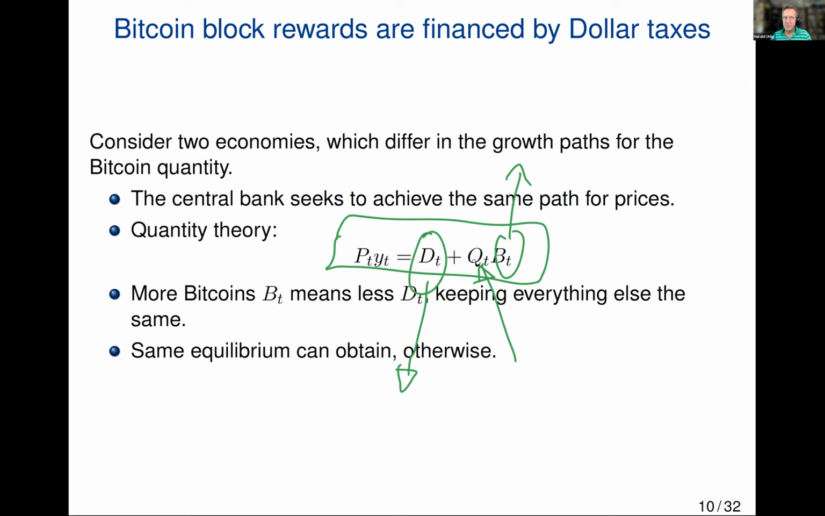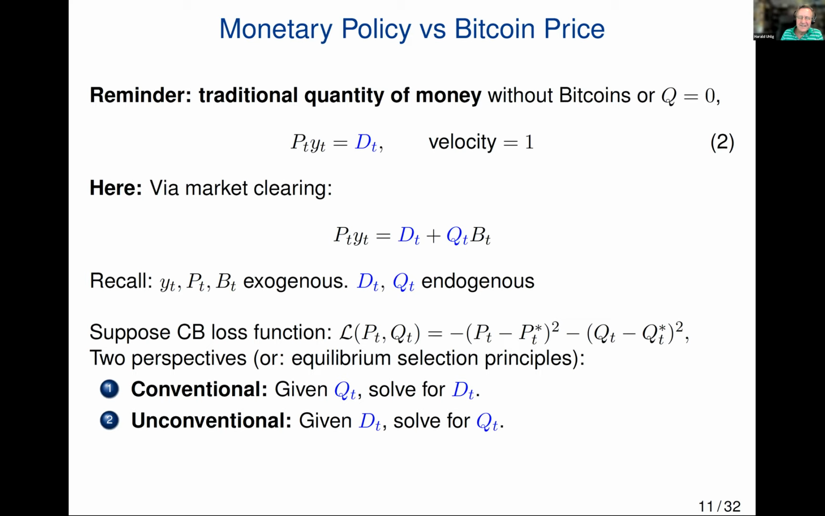these Bitcoin block rewards, the increase in Bitcoin, are financed by decreasing dollars here, by decreasing dollars less compared to the equilibrium in which these increases in Bitcoin wouldn't happen. So the Fed is paying for the blockchain rewards. It's paying the miners. They really do. Okay, indirectly. All right. And that also has some monetary policy implications. Again, normally in quantity theory, it's simple monetary economics here.